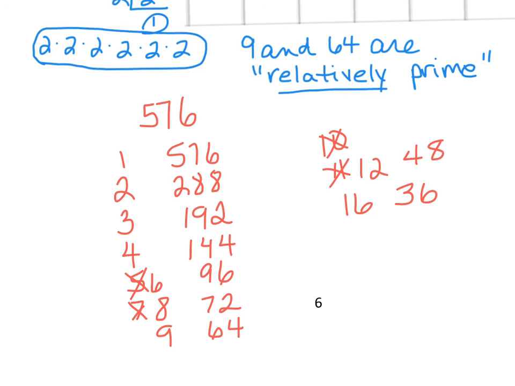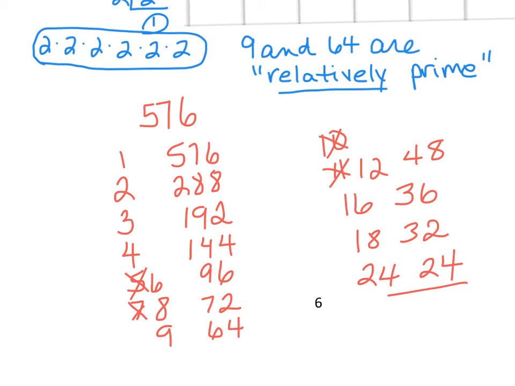17 doesn't work. 18 works. 19 doesn't work. 20 doesn't work. 21 doesn't work. 22 doesn't work. 23 doesn't work. 24 times 24. And as soon as you get two that repeat, you know you've gotten all the factors.